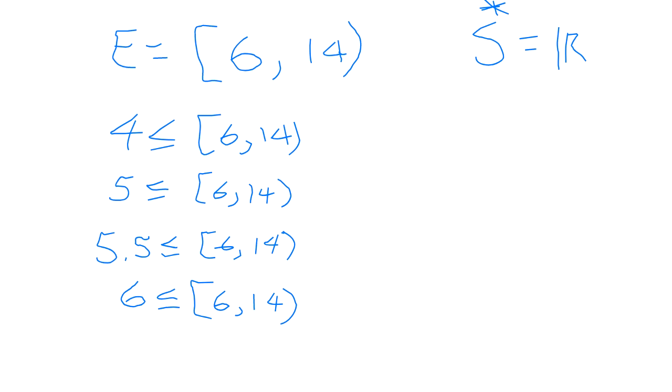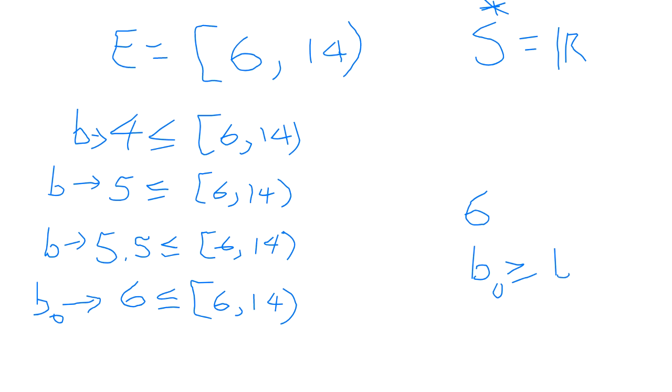How do I know that? Because you cannot find a number... look at this. All these right here are B's. These are all lower bounds for our subset. Every B right here is a lower bound for our subset, but the 6 is the B naught. Why is that so? Because the 6 is the greatest lower bound that you can find. Yes, 6 is greater than or equal to all of those possible lower bounds. You cannot find a lower bound that is bigger than the 6, put it that way. That 6 is the greatest lower bound that can be found.